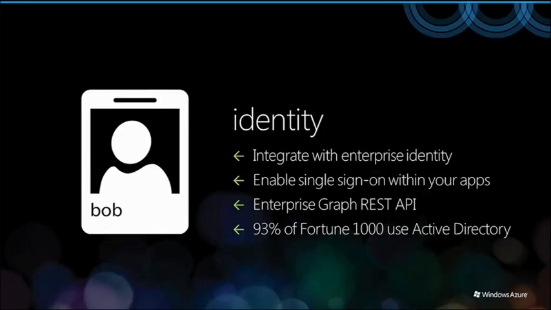One is called the identity service. This makes it really easy to integrate the solutions you deploy in Windows Azure within your existing corporate identity architectures. Specifically, it enables single sign-on within your apps, where anyone that visits the website, even though it's hosted in the cloud, can use their standard Active Directory credentials to sign on to the apps.